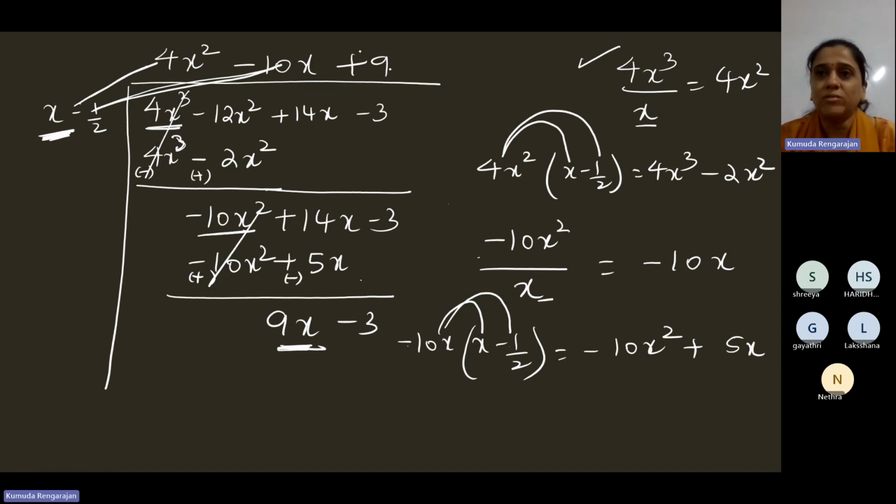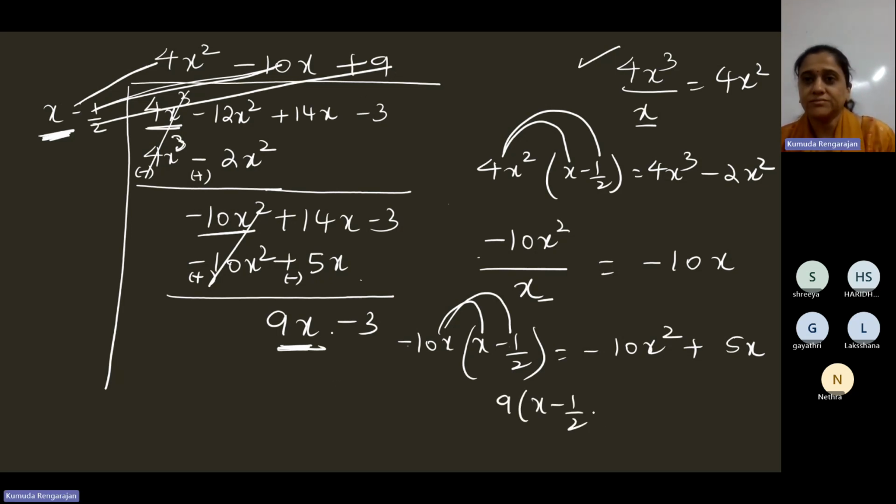One second. So now we'll have to multiply. Multiply 9 with x minus half. 9 into x is 9x. And 9 into minus half is minus 9 by 2, or minus 4.5. 9 into minus half, so it will be minus 9 by 2 or minus 4.5.